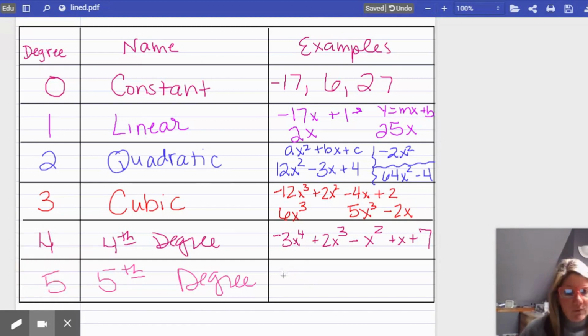Similarly, if I have an equation or an expression like 2x to the 5th minus 3x to the 4th plus 2x cubed minus 2x squared plus 5x minus 1. Because 5 is my largest exponent, and I wrote it in order from the largest exponent to the smallest exponent, this will be a 5th degree polynomial.